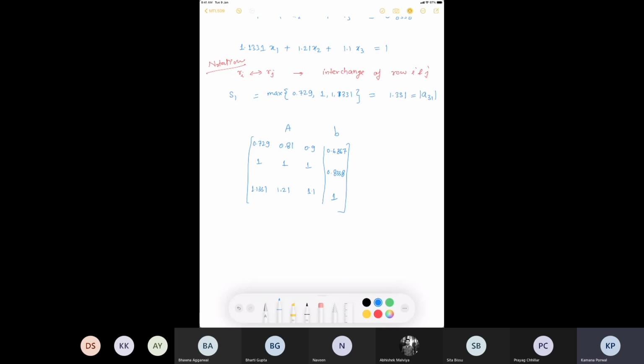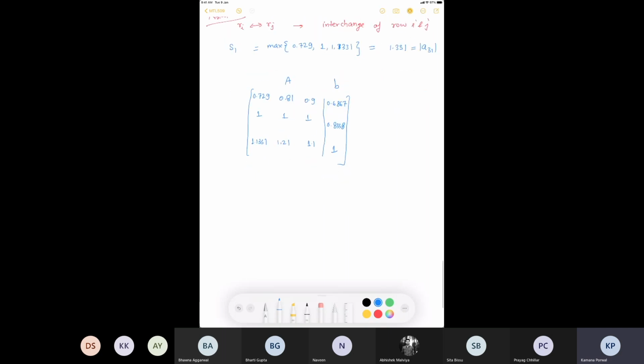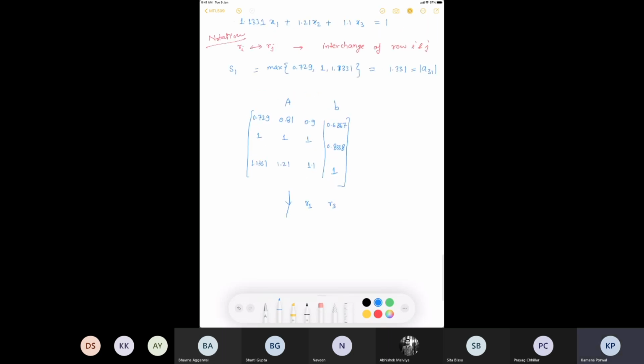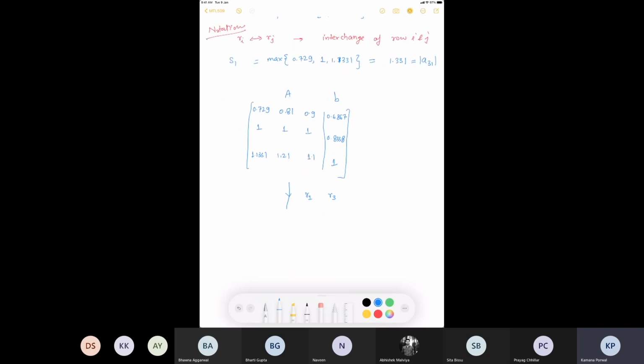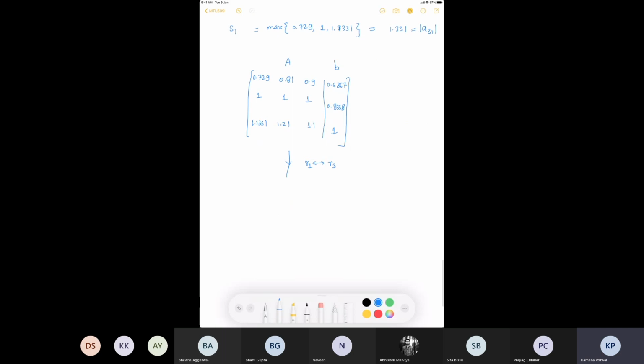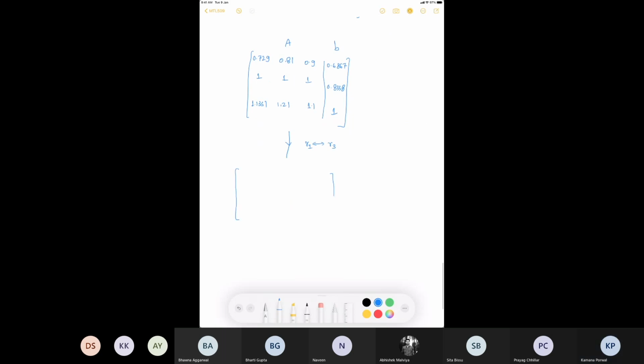The first operation I'm going to apply is the exchange of rows R1 and R3. When I write R1, I mean the first row, and R3 is the third row. So I'm going to exchange them. The new system I will get has 1.1331, 1.21, 1.1, 1 as the first row, which was the third row, and the second row remains as it is.